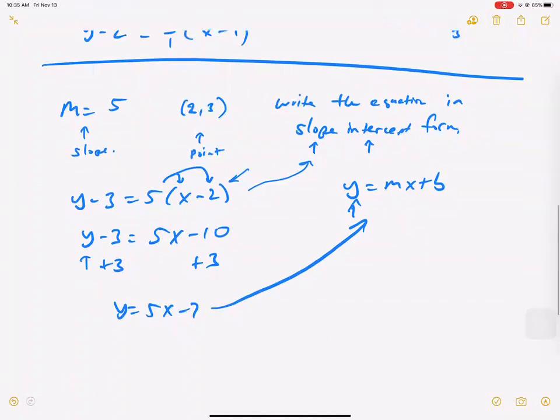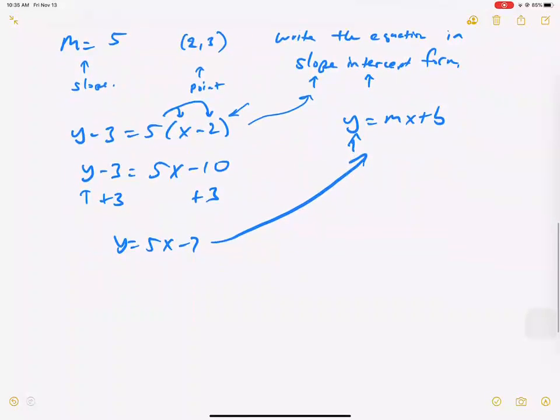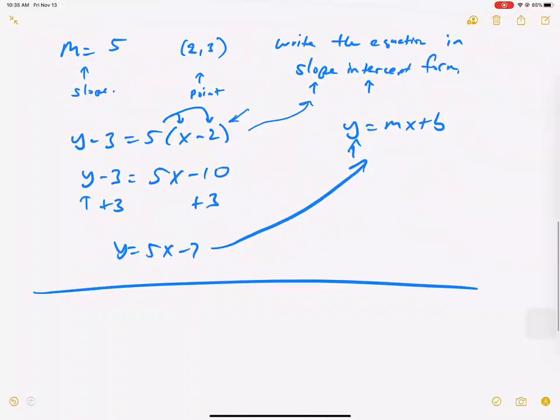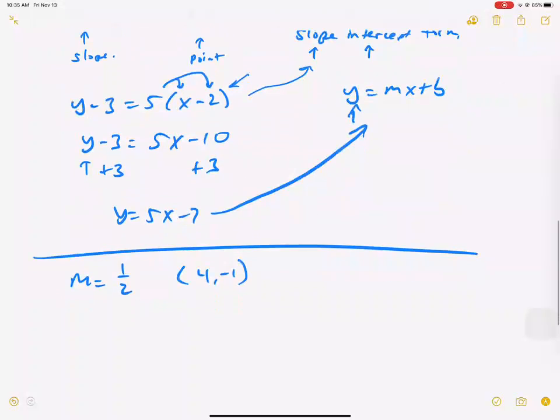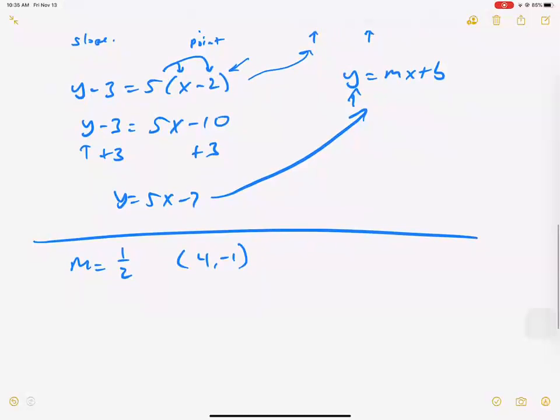What if this was a fraction problem? That's okay. I'm going to give you not a graph, just information. My slope is 1 over 2, and my point is 4, comma, -1. So we just fill in what we know. Y minus -1 equals the slope, x minus 4.